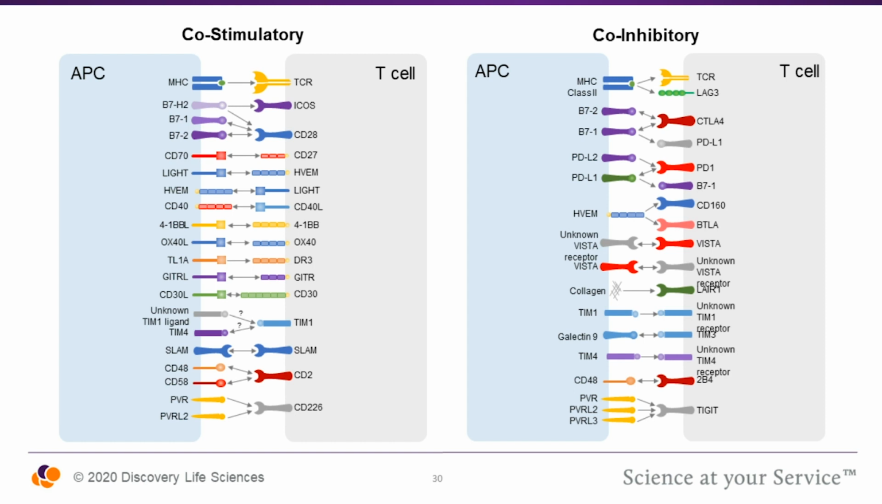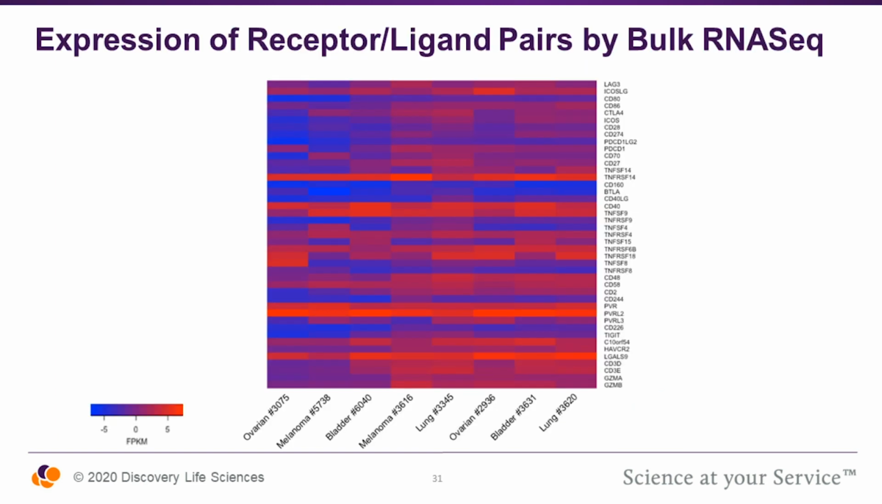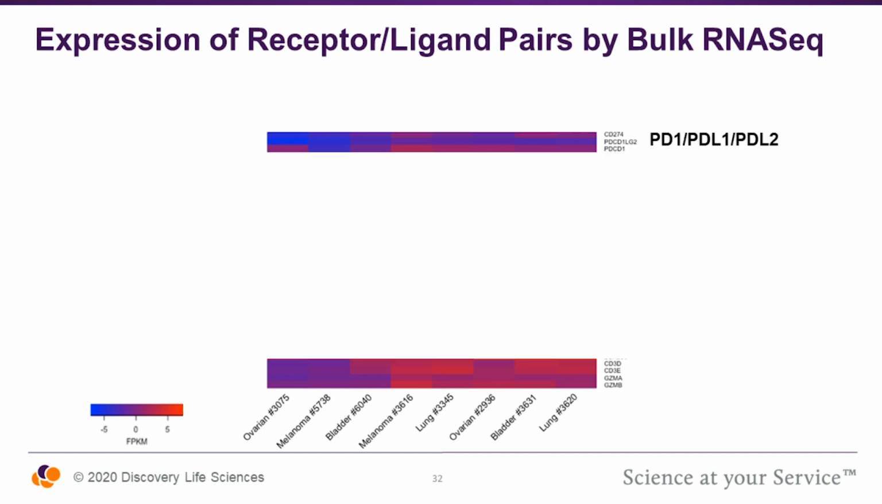So to help us further define what cells or what receptors we'd like to look at, we performed bulk RNA-seq on 8 different DTC samples across 4 different indications. So this heat map shows the expression levels of all those co-stimulatory, co-inhibitory ligands and receptors within these 8 tumors. The bottom 4 genes are a T cell signature, which is used to define cold tumors, which are displayed on the left, versus hot tumors, which are displayed on the right.